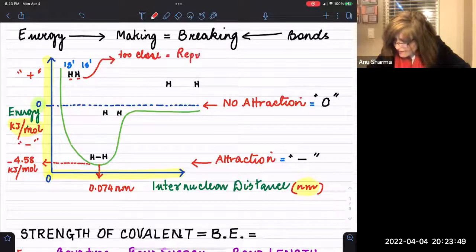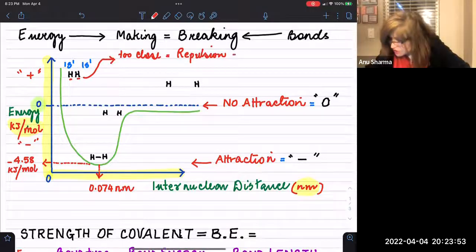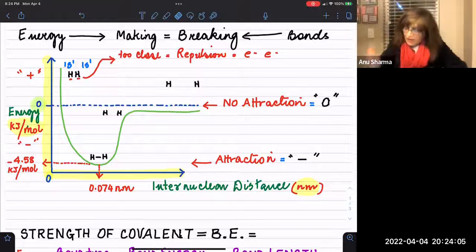Negative and negative, remember, in the end, they are electron clouds. So there is repulsion: the electron of one and the electron of the other repel. Negative and negative repel each other, and that causes them to drift apart. So they move away.